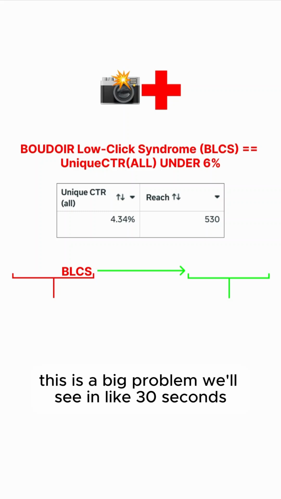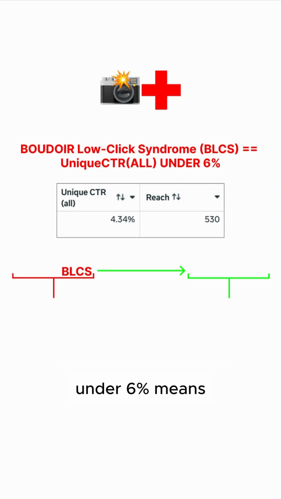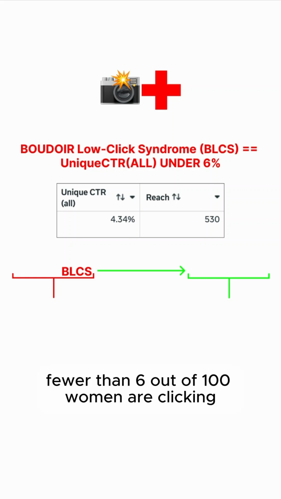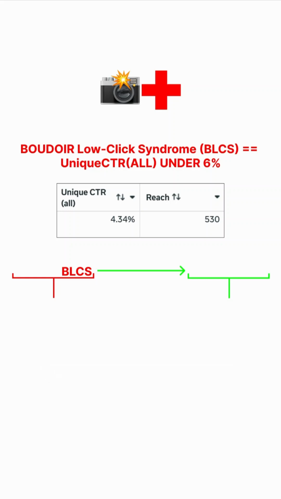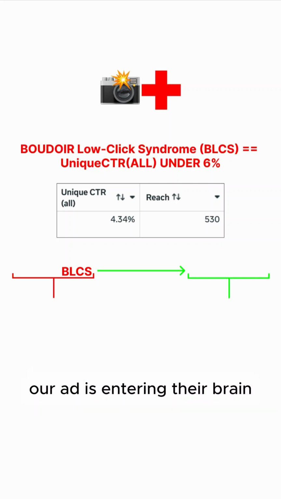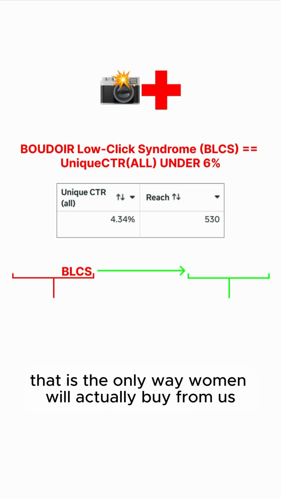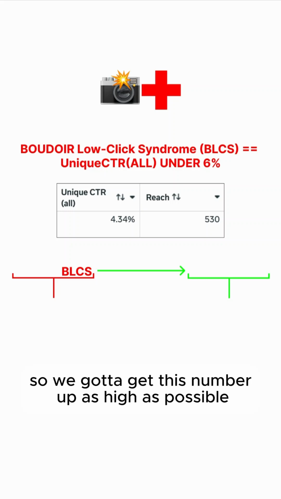This is a big problem, as we'll see in about 30 seconds. Under 6% unique CTR all means fewer than 6 out of 100 women are clicking anywhere on our ad, which means fewer than 6 out of 100 women, our ad is entering their brain. And we care about that because if we can get our ad into their brain, that is the only way women will actually buy from us. So we've got to get this number up as high as possible.